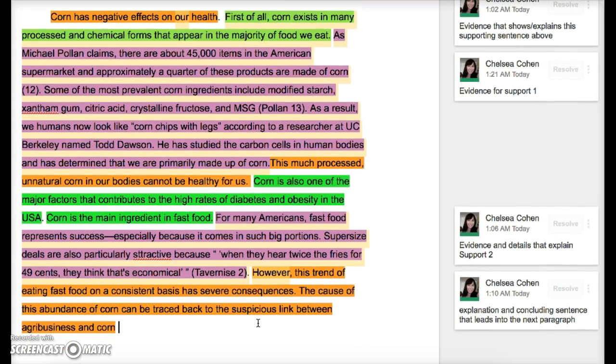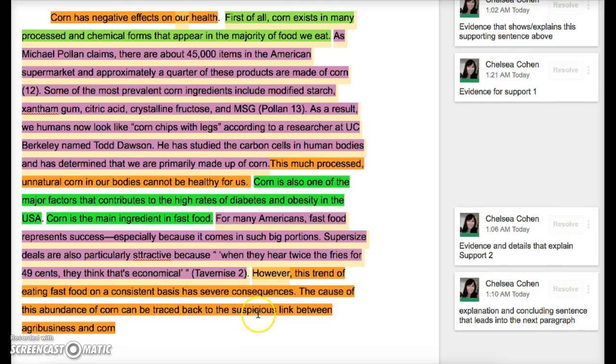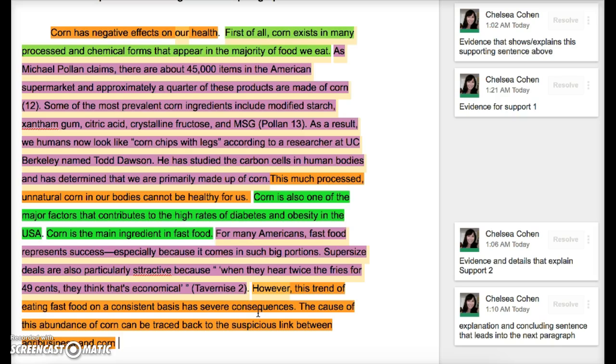So here is a robust, well-researched body paragraph that you can use as a model. And let me know if you have any questions about this.